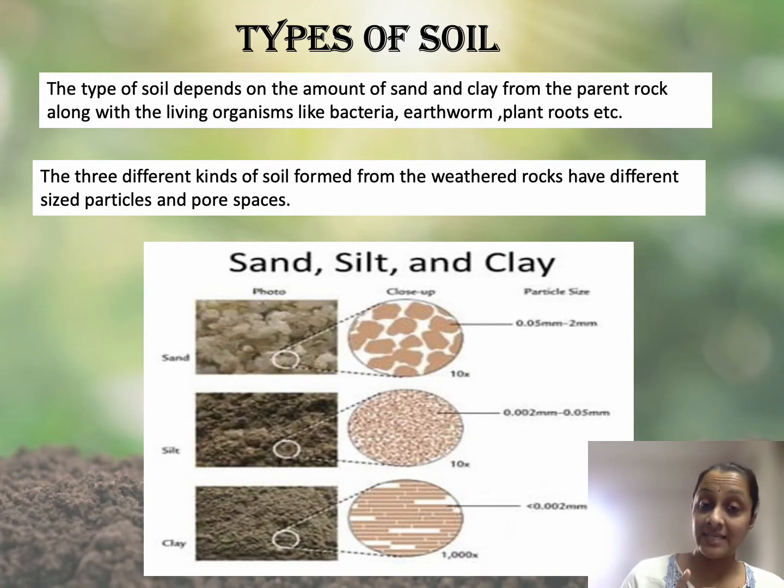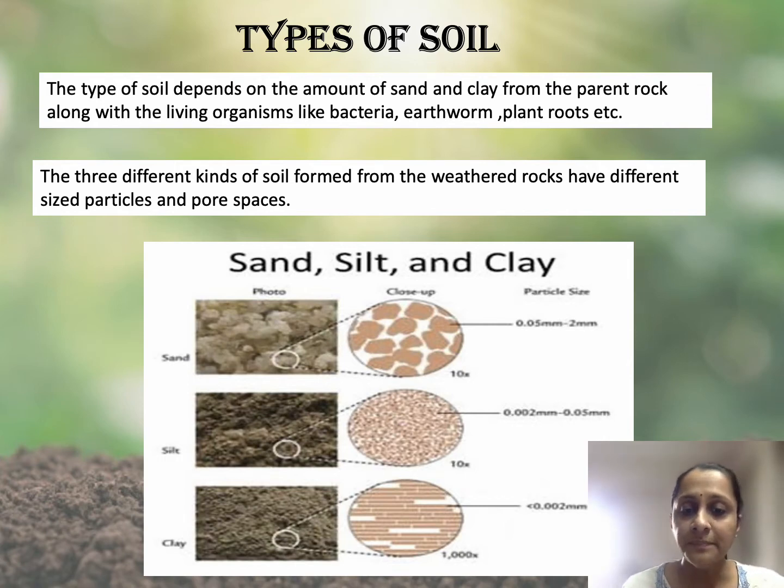If you see in sand, the particle size is a little bigger, and in the clayey soil it is quite smaller than the sandy soil. You also notice the space which is there between them. If you see, the bigger the particle, the more is the space. This we will talk about in the third video regarding the space which is there between the particles and how it impacts the soil.